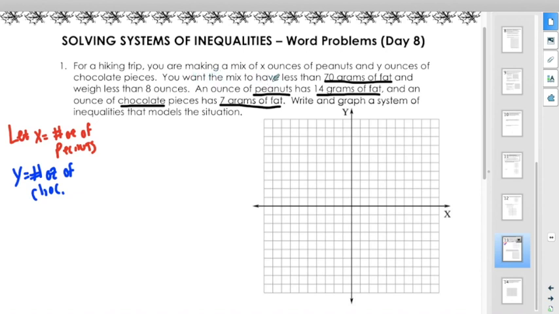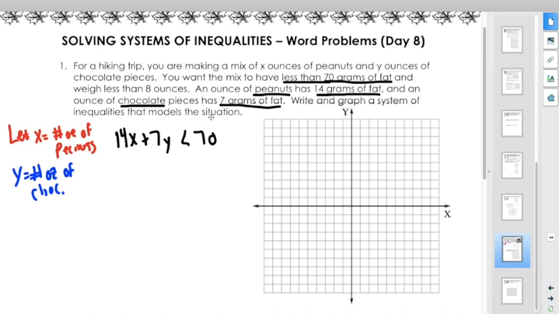The mix is going to have less than 70 grams of fat. An ounce of peanuts has 14 grams of fat, so we know X is an ounce of peanuts. So let's get our inequality going. We're going to have 14X plus an ounce of chocolate pieces has 7 grams of fat, so plus 7Y. Then the first piece, less than 70. Great, there's our first equation.